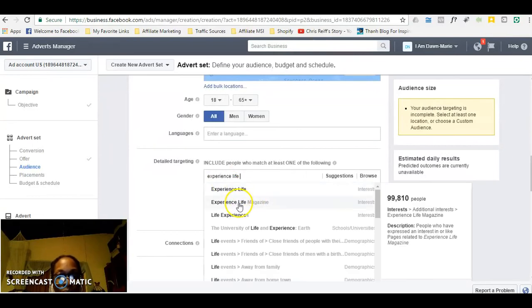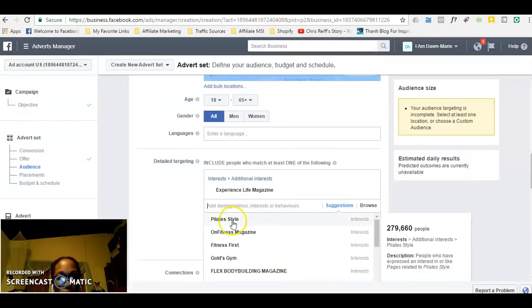Okay, so be careful also about the interest that you're selecting. You can see here it says Experience Life, and then there's Experience Life Magazine. I don't know whether or not these two interests are completely different, but we are looking for the magazine. When we type it in, we can see that this has an audience of 99,000 people. When we select it, Facebook then gives us other suggestions here as well.